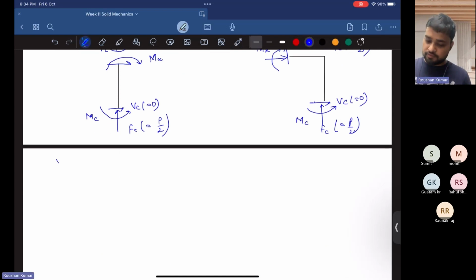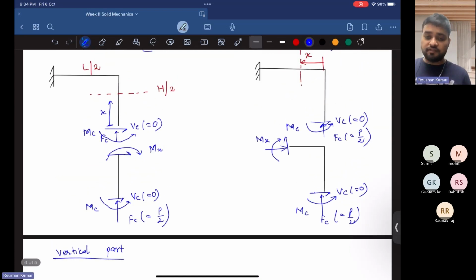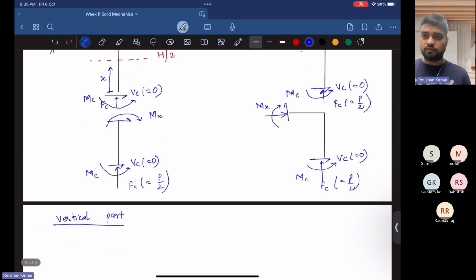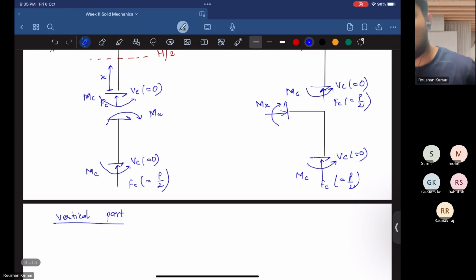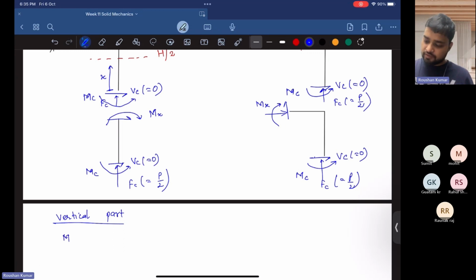In the vertical part, I balance the moments and forces, so I am using the equilibrium equations here. First, start with the moment. So M is equal to Mc plus this shear force also generates moment, Vc into x.